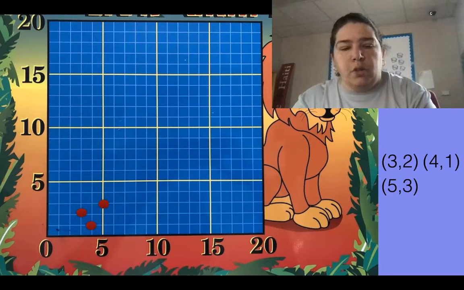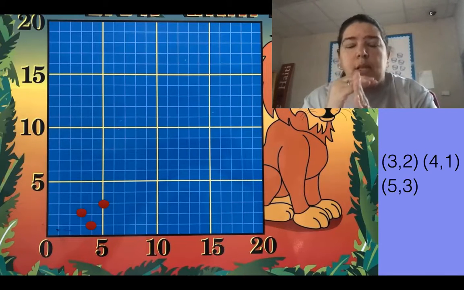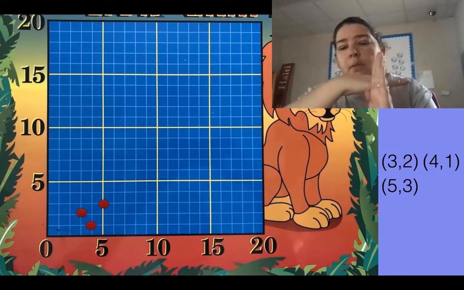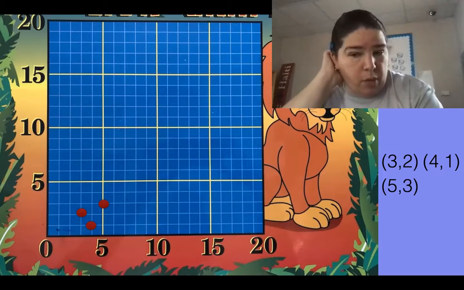Go across first. Okay, and you're also going to remember to put it on the corner, right? Where those two meet. We call that the intersecting line between each of them, right at that point where it is on the graph, okay?